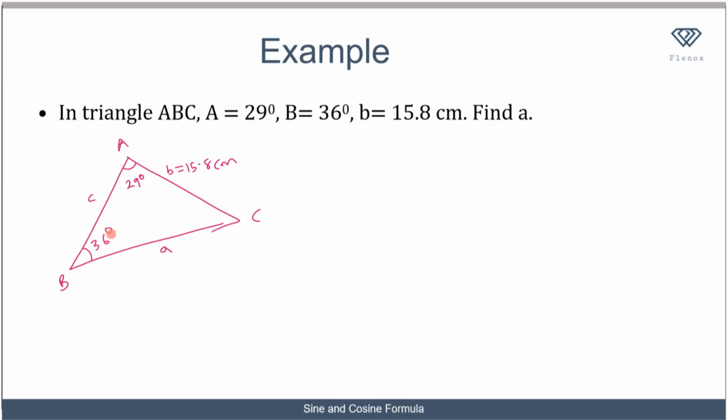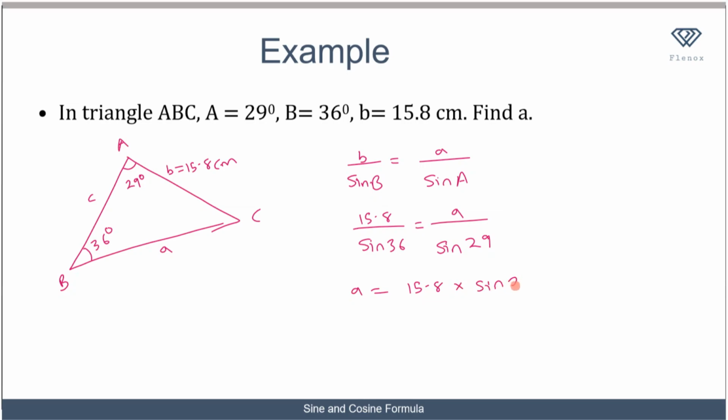So I know the side b and the angle B, and I'm looking for the side a, and I know the angle A. So I can write that b over sine B is equal to a over sine A. When I do this, my b is 15.8 over sine, and my angle B is 36, is equal to a, which I'm looking for, over sine, and my angle for A is 29. So this means that a is equal to 15.8 times sine 29 over sine 36.